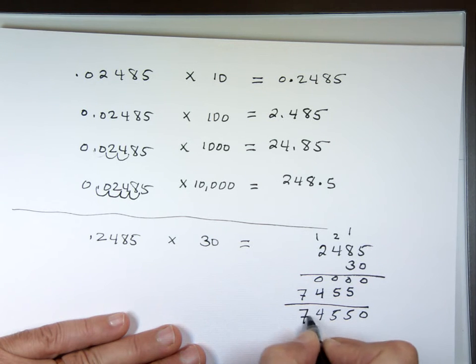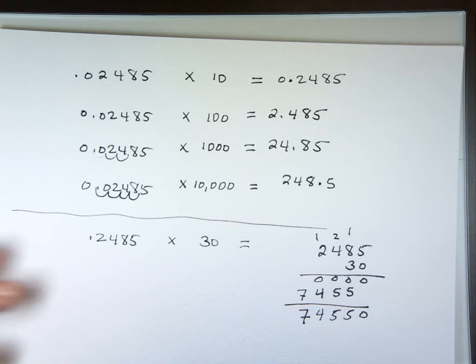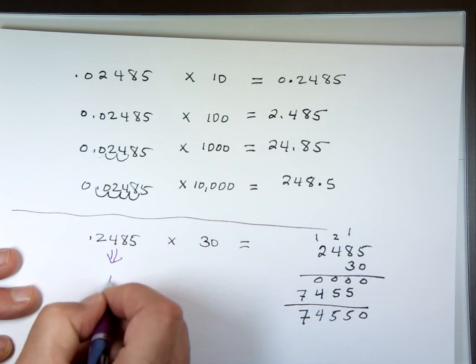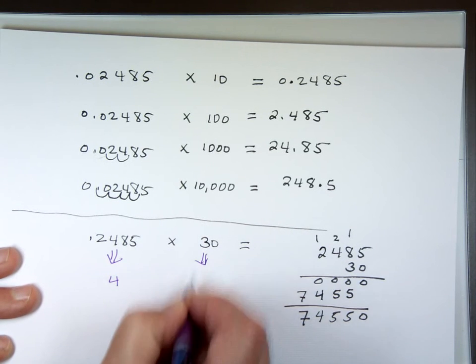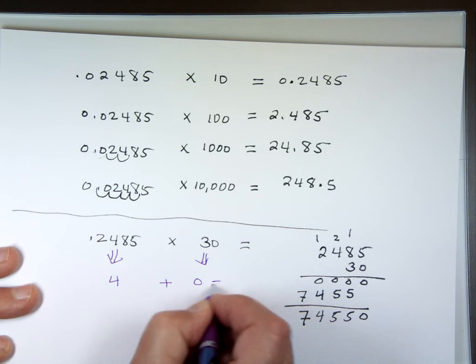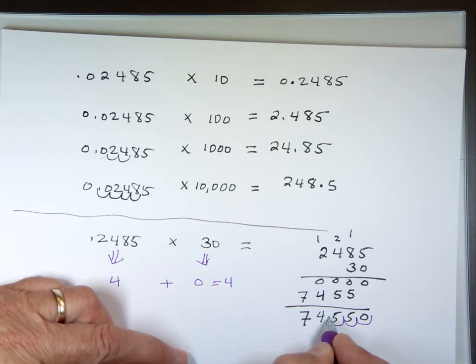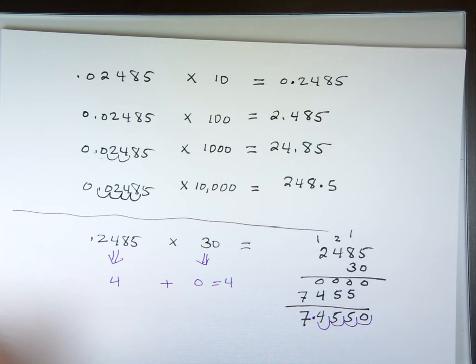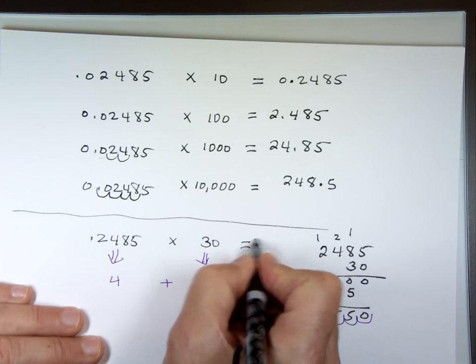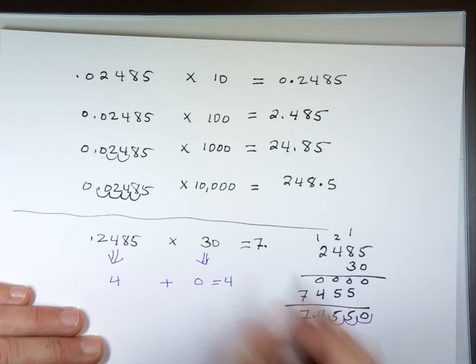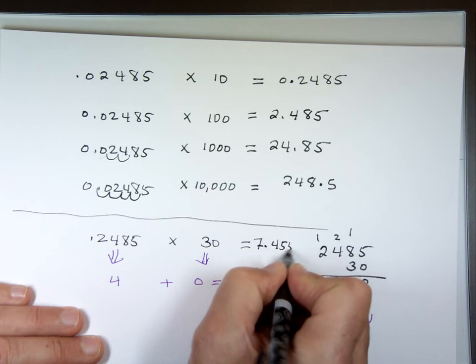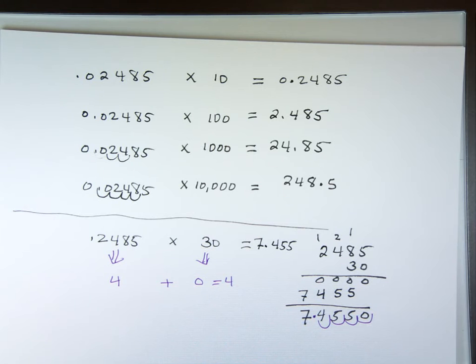And we're going to move the decimal point. Let's count here. How many? 4. How many here? 0. 4 plus 0, which is 4. 1, 2, 3, 4. So the answer is 7.455. Notice not even the same number. So when that number is not a 1 followed by zeros, you got to multiply it out. You can't just use the shortcut.